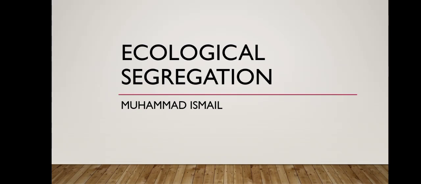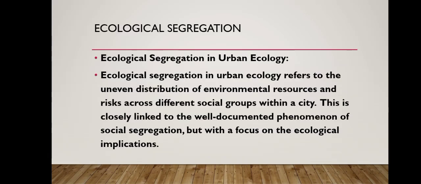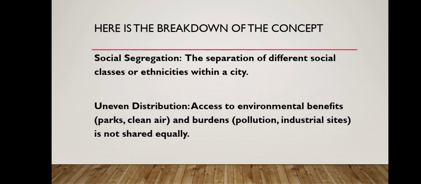Ecological segregation in urban ecology. Ecological segregation in urban ecology refers to the uneven distribution of environmental resources and risks across different social groups within a city. This is closely linked to the well-documented phenomenon of social segregation, but with a focus on the ecological implications. Here's a breakdown of the concept.